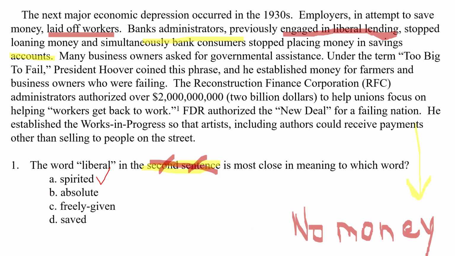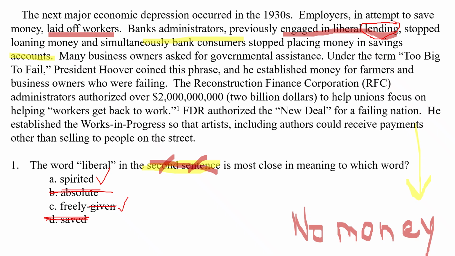Money's kind of absolute already. Either you give it or you don't. And engaged in freely given money, as opposed to this and that and other. It says lending. So be careful with this word given. You have to watch what that says. And then it says previously engaged in saved lending. Money's already saved. So B and C are out. And by the way, these are a pair. So if it's not B, it's usually not C.